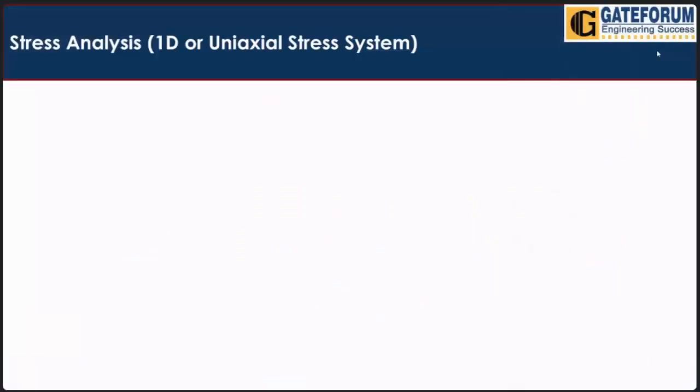Okay, let's start. First we will go for the 1D or uniaxial stress system. Suppose here we have one rod or one bar, and we are interested to find the value of stress. Suppose load P is applied axially. Only in one direction we have load. That's why it is known as 1D or uniaxial stress system.